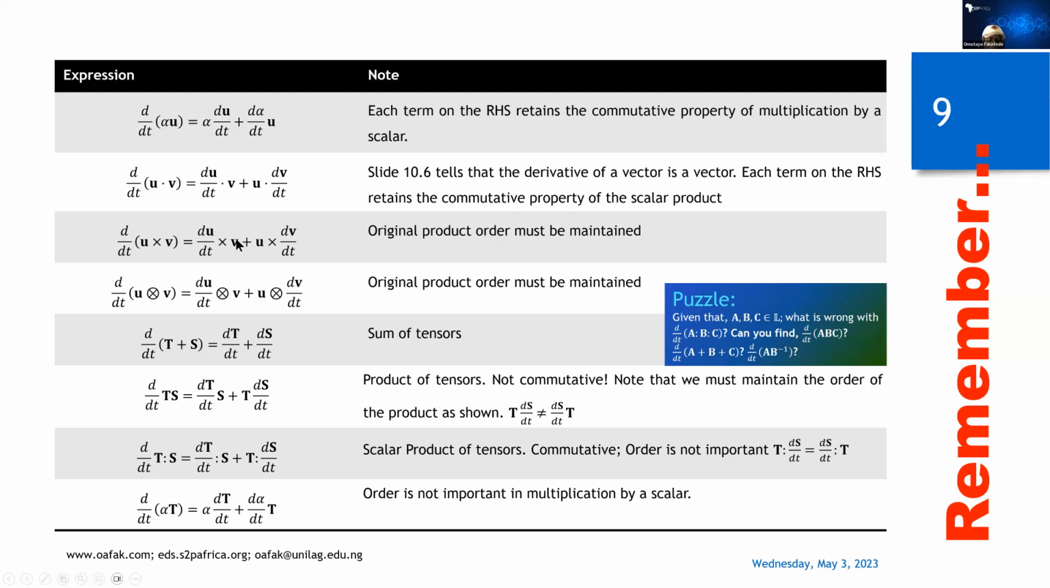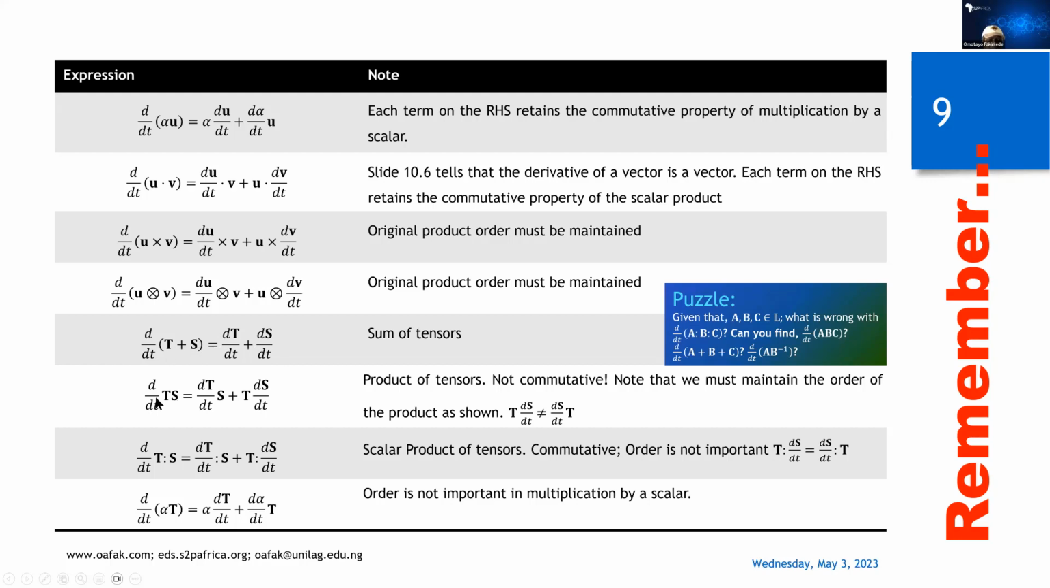You are not allowed to write this one as v cross du/dt. The relative placement of u and v must be maintained at all times, in this case and in this case, because they are not commutative. The scalar product is commutative, but the vector and tensor products are not commutative. Again, when it's just a simple sum, there's no problem because there's linearity here. So the differential operator is linear when it is operating on the sum of two tensors.